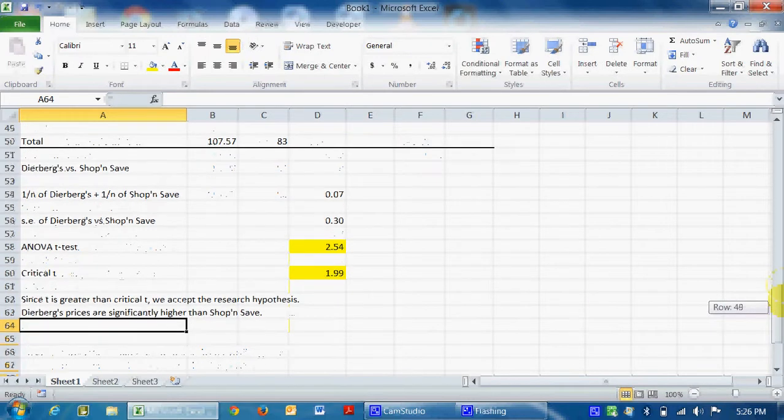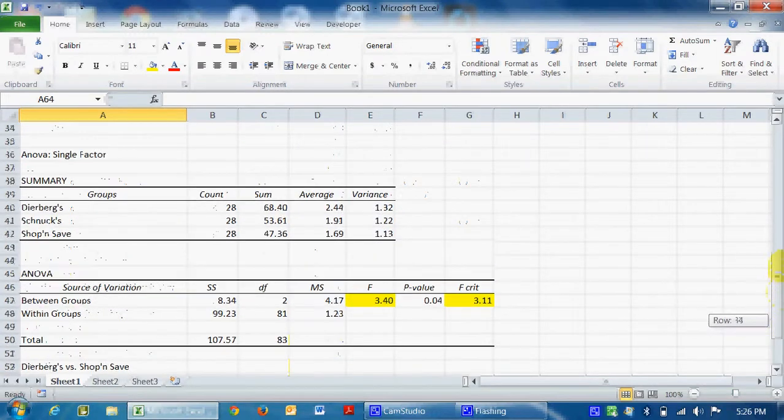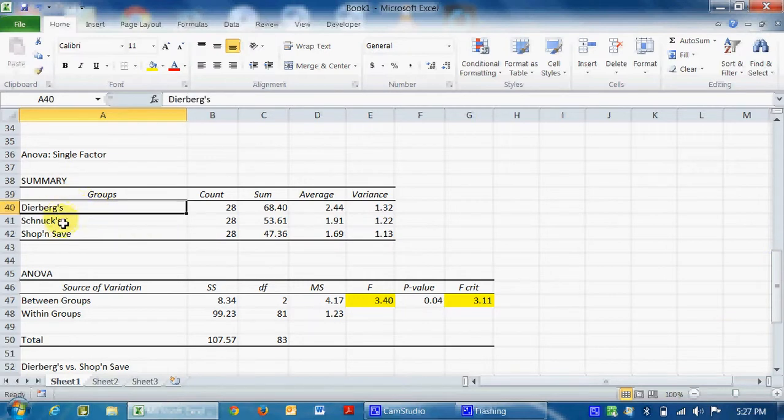Chapter 8 doesn't have a lot of calculations. It just has a little bit more of a complex way of thinking about it. I mean, it's just a little more advanced than the other things we've done in terms of understanding. And so you will need to do this for the sample problems if it asks you to do it. You may have to do this for all three possible combinations and analyze whether the prices are significantly different at all three stores rather than just these two. So once again, as I explained in the beginning, we just did an analysis of the means between Dierberg and Shop and Save, and for the other problems you then do Dierberg and Schnucks and Shop and Save.